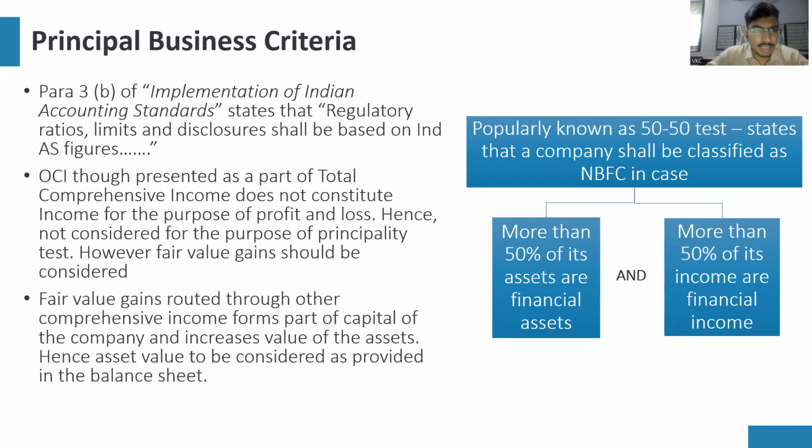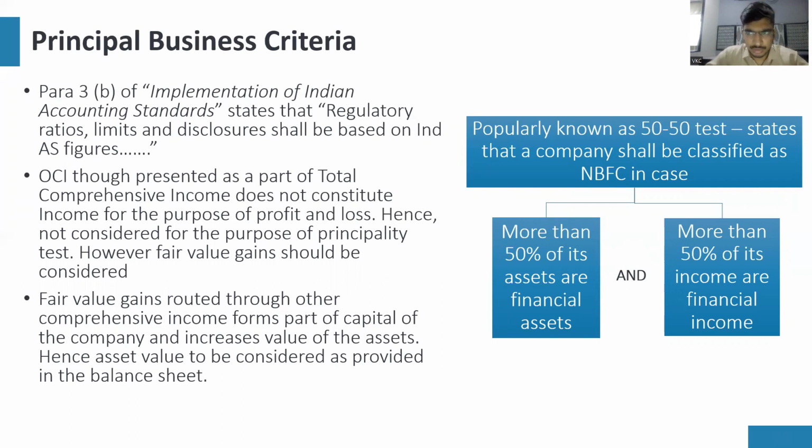What happens to these fair valuation gains and losses? Here also for guidance, RBI has come up with a circular on implementation of Ind AS for NBFCs. In that particular circular, what RBI says is regulatory ratios, limits, disclosures shall be based on Ind AS figures. In addition to this, there was a circular in the 1990s somewhere that prescribed the 50/50 test or the NBFC classification test, popularly known as PBC. So the PBC test itself says the figures as per last balance sheet would be considered.